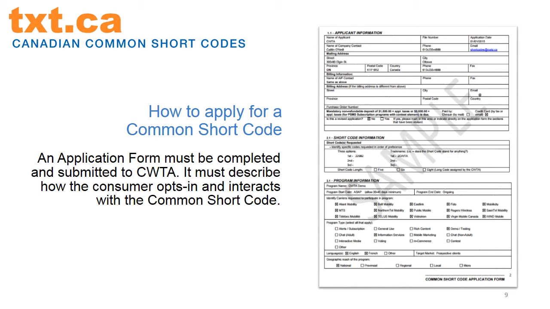Next, an application form must be completed and submitted to CWTA. You will be required to provide administrative information and the shortcode number you wish to apply for. Most importantly, the application form must contain a description as to how the user opts in and interacts with the common shortcode.